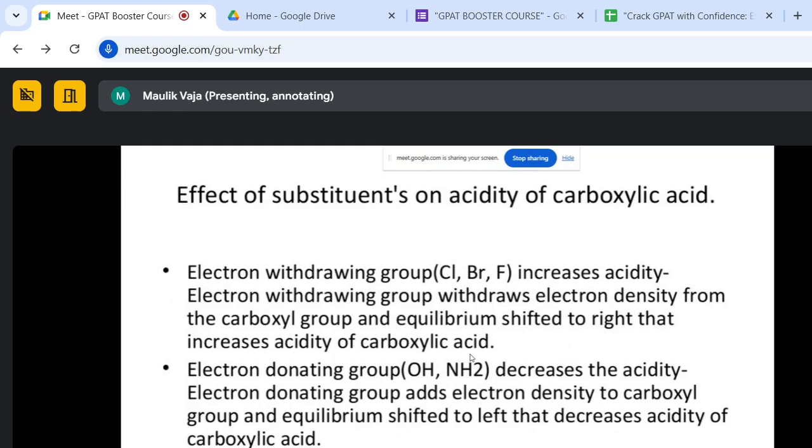So electron withdrawing group increases acidity and electron donating group decreases acidity. You can see here RCONH2. Another example: RCONH2 is less acidic, and RCOCl is more acidic, because this is an electron withdrawing group and this is an electron donating group. So this is about acidity of carboxylic acid and basicity of aromatic amines. So remember this thing.